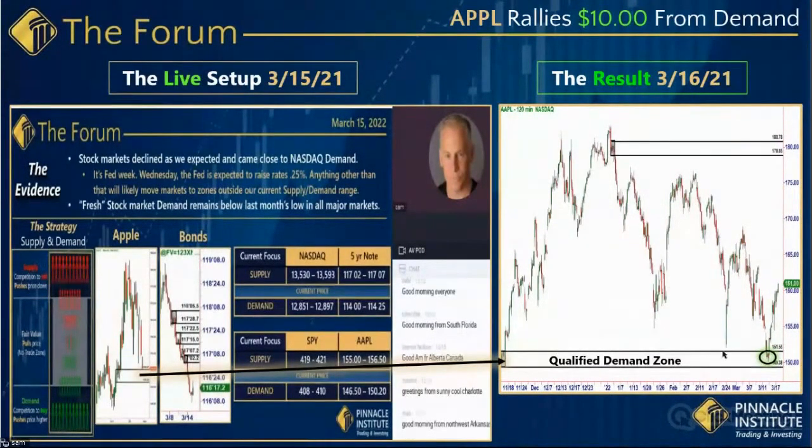And here, again, we had the same zone on a 120-minute chart. Why did we choose that? We didn't. That's where the evidence was. Okay. We just look for the evidence. I'm going to show you how we do that in a moment.